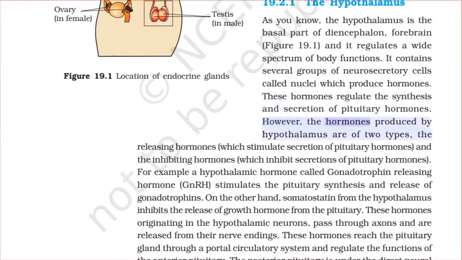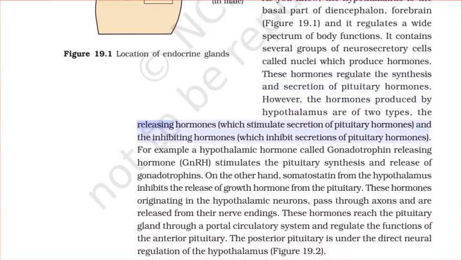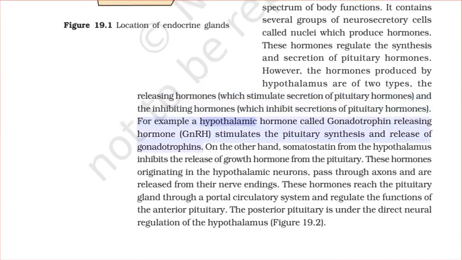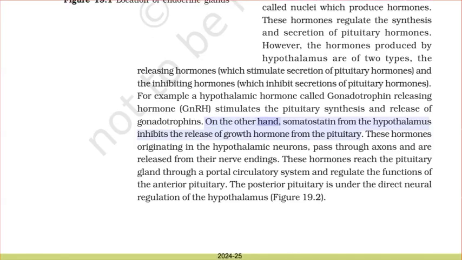However, the hormones produced by hypothalamus are of two types: the releasing hormones, which stimulate secretion of pituitary hormones, and the inhibiting hormones, which inhibit secretions of pituitary hormones. For example, a hypothalamic hormone called gonadotrophin releasing hormone, GnRH, stimulates the pituitary synthesis and release of gonadotrophins. On the other hand, somatostatin from the hypothalamus inhibits the release of growth hormone from the pituitary.